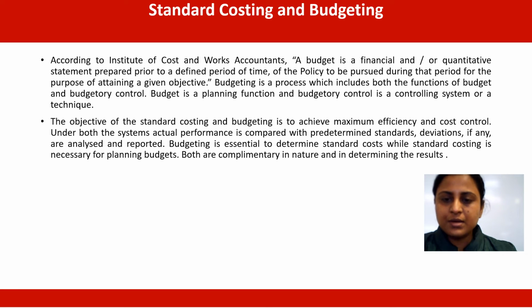The objective of standard costing and budgeting is to achieve maximum efficiency and cost control. So under both the systems, actual performance is compared with predetermined standards, and if there are any deviations, then those are analyzed and reported. Now budgeting is essential to determine the standard cost, whereas standard costs are necessary for planning budgets. Both of these are complementary in nature. Other than these similarities, now let's look at the differences between standard costing and budgeting.